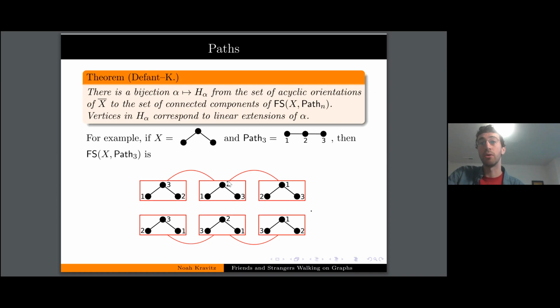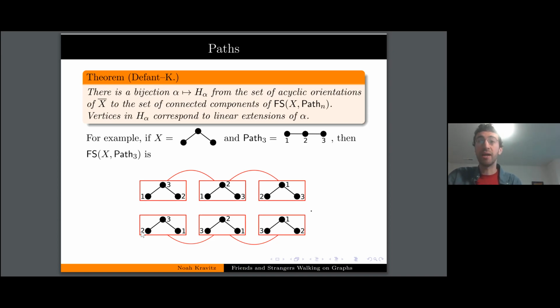This top connected component corresponds to the acyclic orientation of X bar, where the edge is oriented from left to right. So here we have all the labelings where the label on the left is smaller than the label on the right. And then down here we have the other connected component, which corresponds to where you oriented the edge of X bar from right to left. And here you have the smaller label on the right and the bigger label on the left.